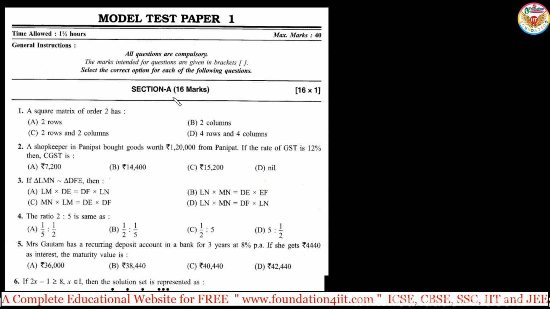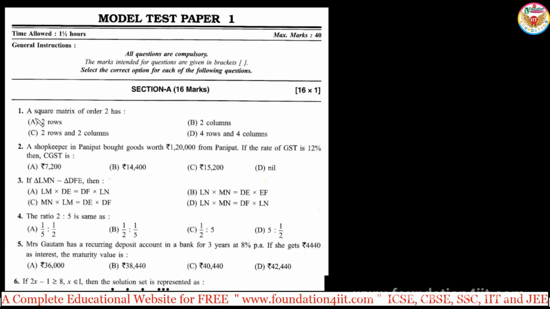So let us see the model test papers one by one, how the problems will be coming and how we want to solve them. So let's see here. Now as per the pattern, Section A is 16 marks: 16 questions, each carries 1 mark.